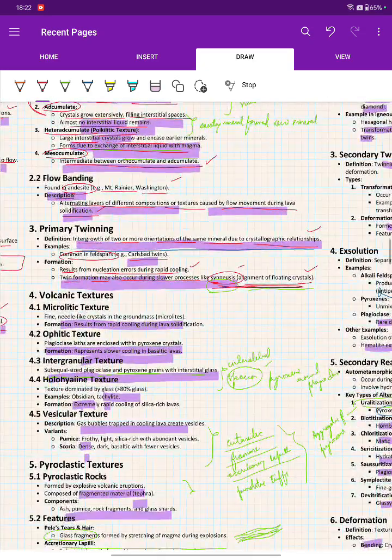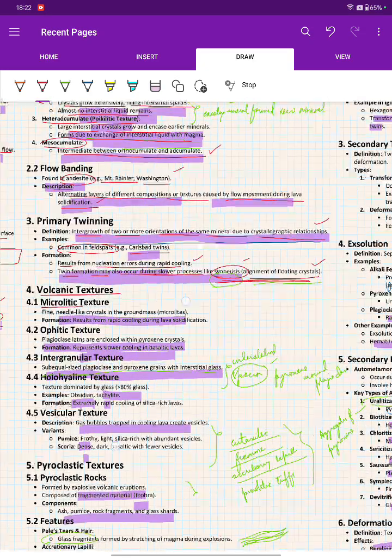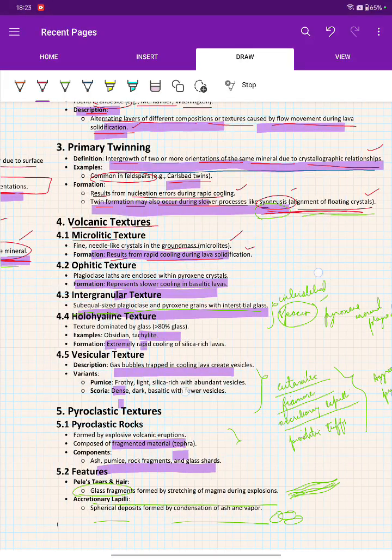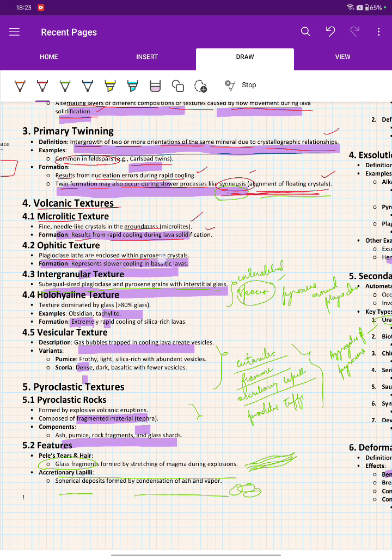Now we have the volcanic textures. We have the microlitic texture. So it's a fine needle-like crystal in a groundmass that's called the microlites. Formation results from the rapid cooling during the lava solidification. Now we have the ophitic texture. So plagioclase slabs are enclosed within the pyroxene crystals. That formation represents the slower cooling in basaltic lava. So plagioclase slabs are something that has been enclosed by the pyroxene crystals.